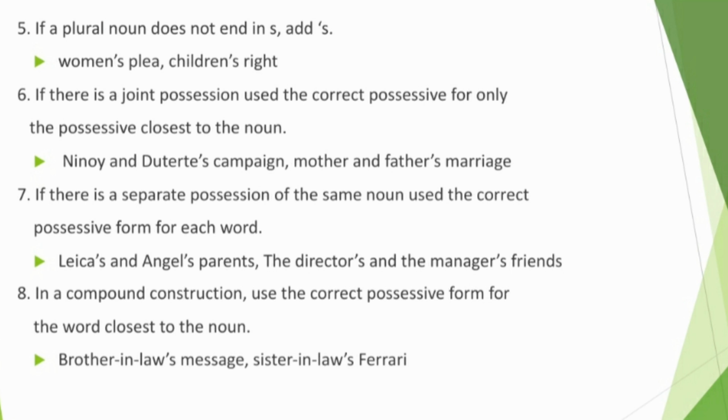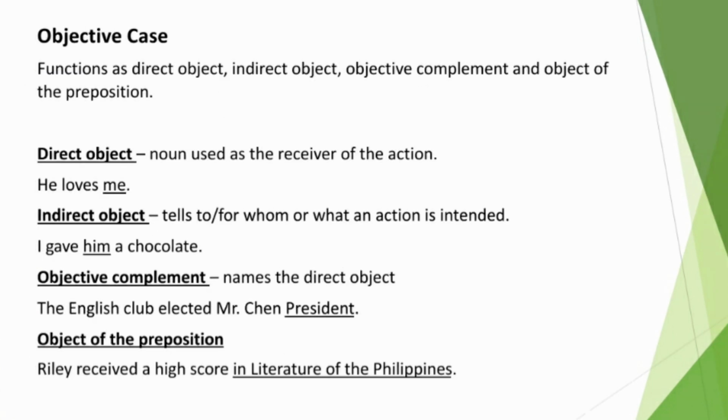Another type of cases of nouns is objective case. Objective case functions as direct object, indirect object, objective complement, and object of the preposition. Let's discuss first the direct object. When we say direct object, this is a noun used as the receiver of the action. He loves me. That's the receiver of the action. So me is the direct object.